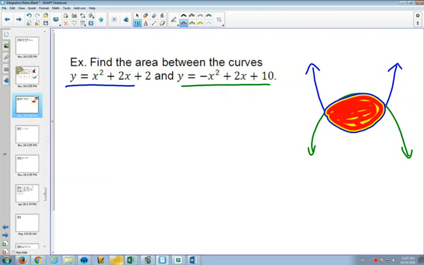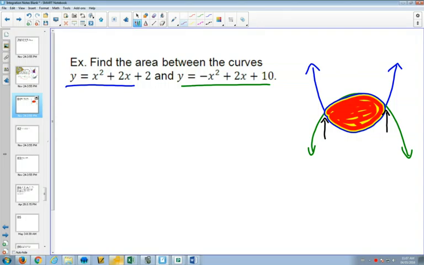Now, some key things you need to know to find this area, you need to know where do they intersect? Where are they the same? How do we find out where two graphs intersect each other?